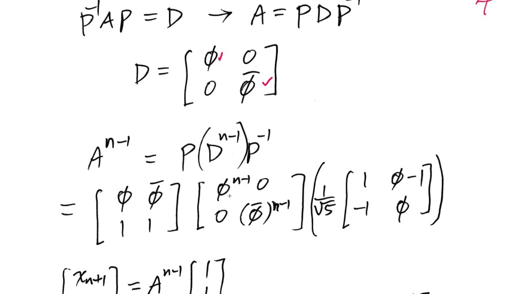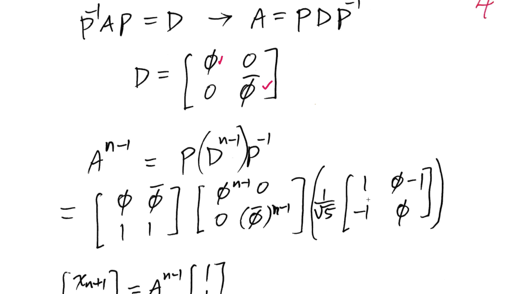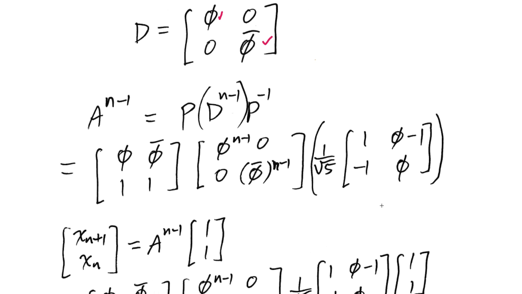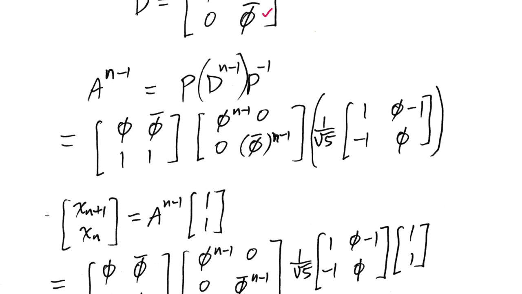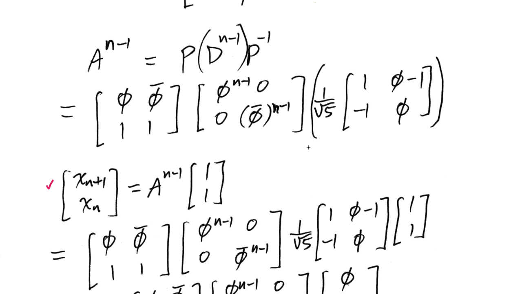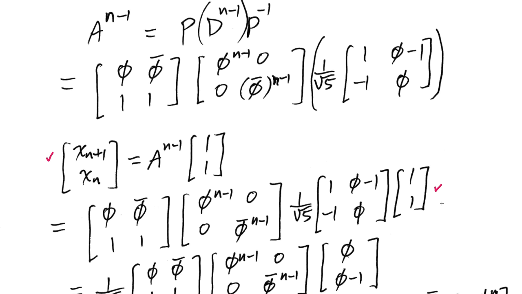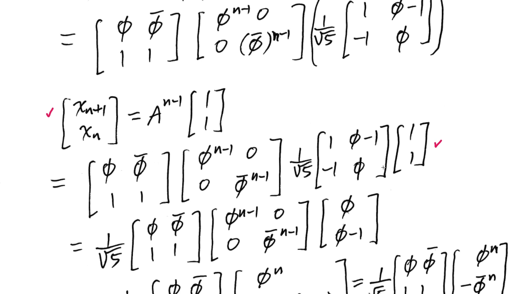D to the n minus 1 power is going to be phi to the n minus 1, 0, 0, phi bar to the n minus 1. And then remember we have our P inverse over here: 1 over the square root of 5, 1, negative 1, phi minus 1, phi, reading down. Okay, let's come back here. We remember this formula. I'm going to take that and multiply it on the right by 1, 1. And then we'll start working out the details.